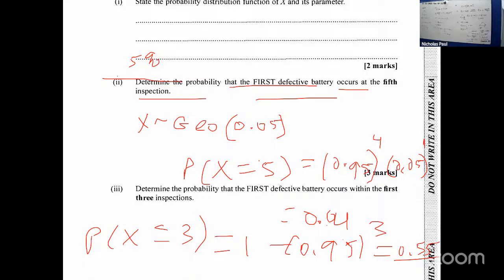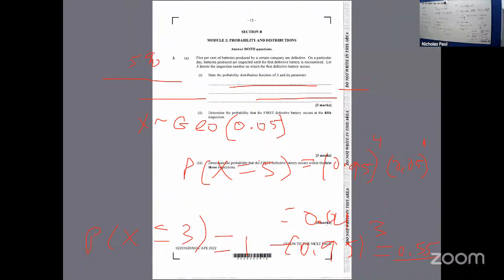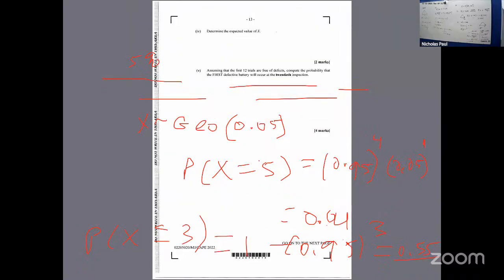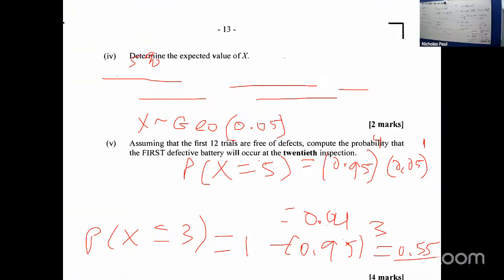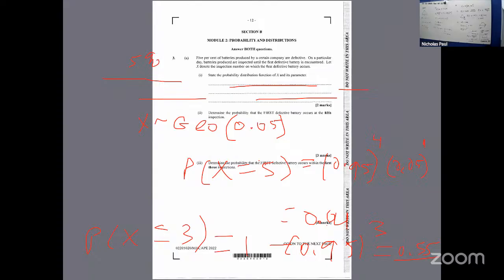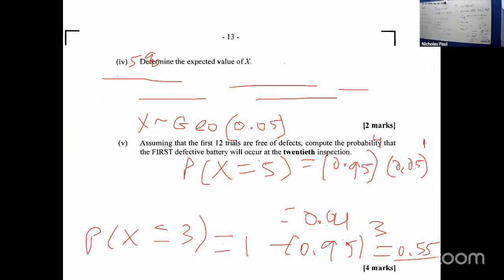Right, let's go again. Oh, they want the expected value. Still have more. Do part 4 and 5. Come on and finish. Same question, they want the expected value of x.